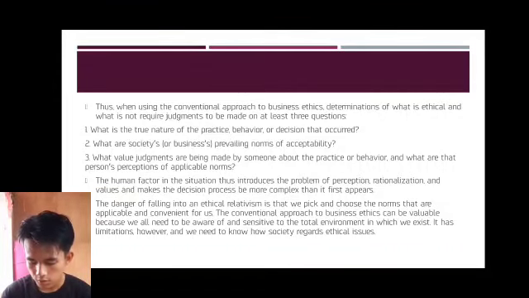The conventional approach to business ethics can be valuable because we all need to be aware of and sensitive to the total environment in which we exist. It has limitations, however, and we need to know how society regards ethical issues.